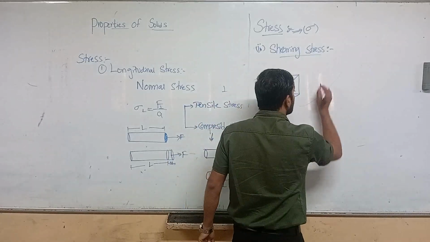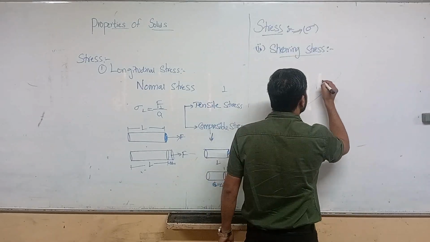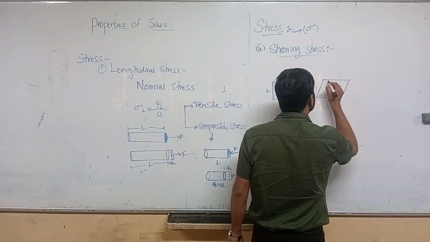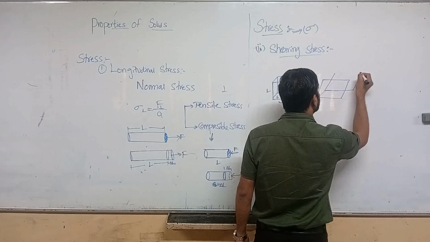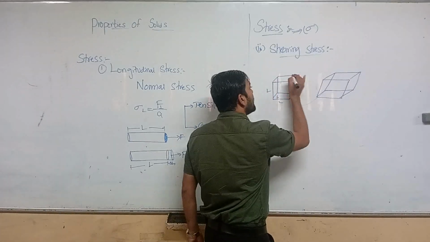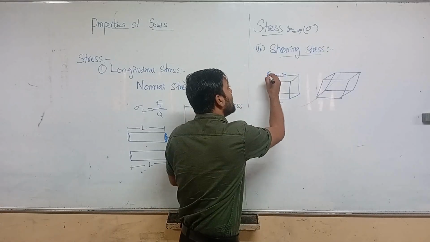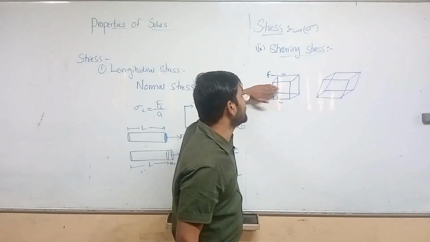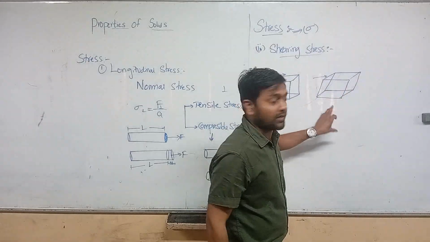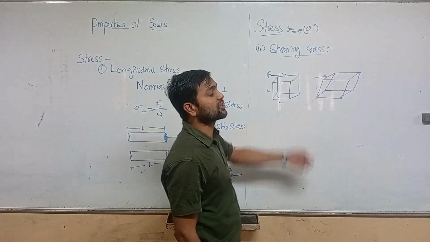So here the object is going to change like this. Right. So here you see, when we apply some deformation force towards this direction, tangentially to this object, then this object is moved from here to here, right? So this is called shearing. This is called shearing stress.